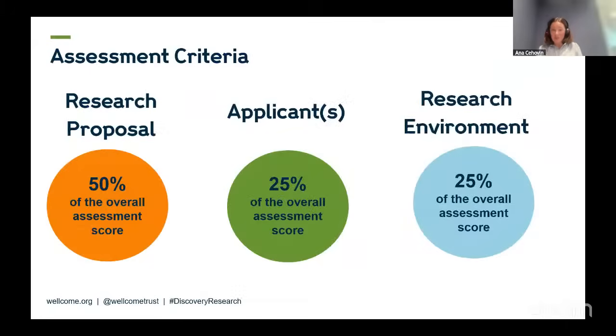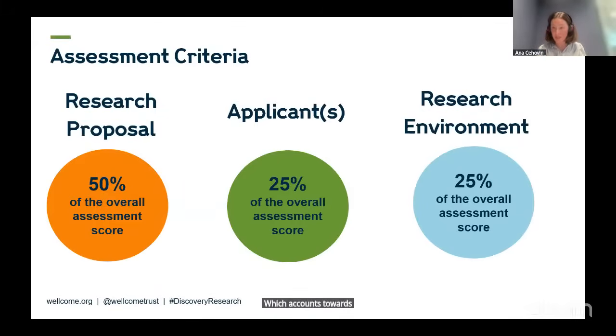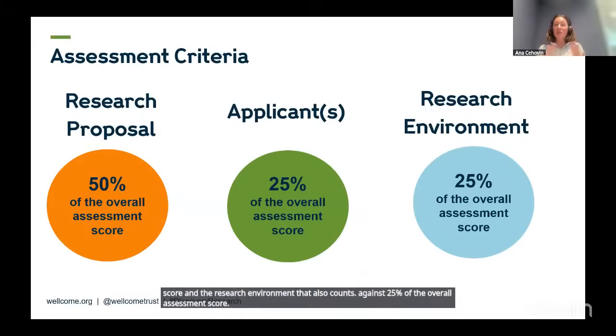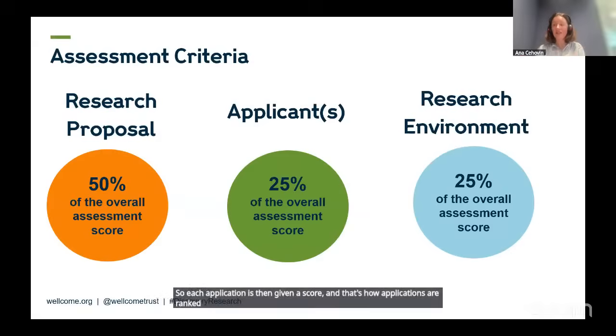So what are the assessment criteria? There are three buckets of assessment criteria. The research proposal counts towards 50% of the overall assessment score. The applicant counts towards 20 to 25% of the overall assessment score, and the research environment counts towards 25% of the overall assessment score. Each application is then given a score, and that is how applications are ranked, shortlisted and progressed.